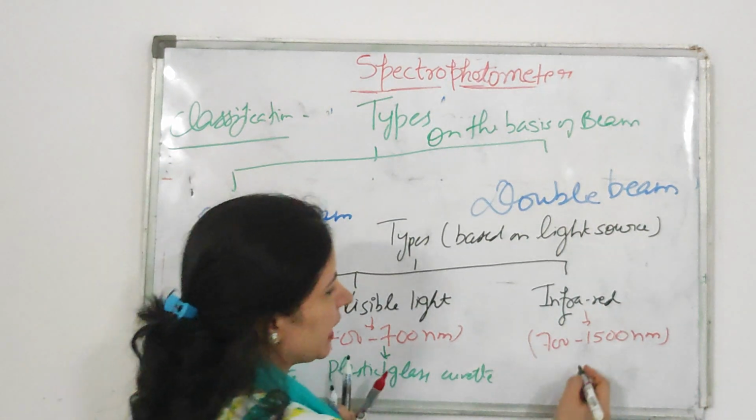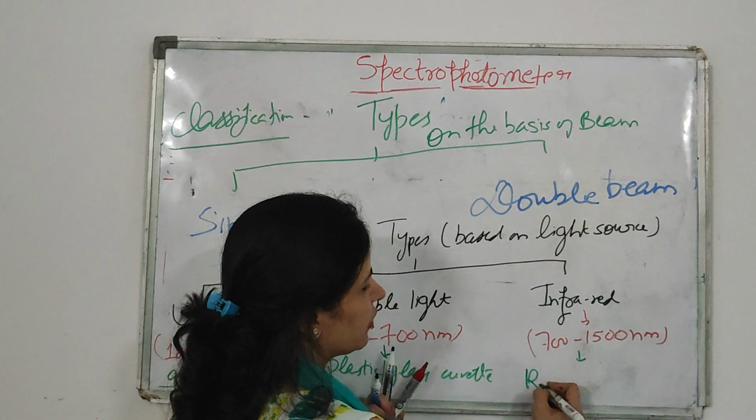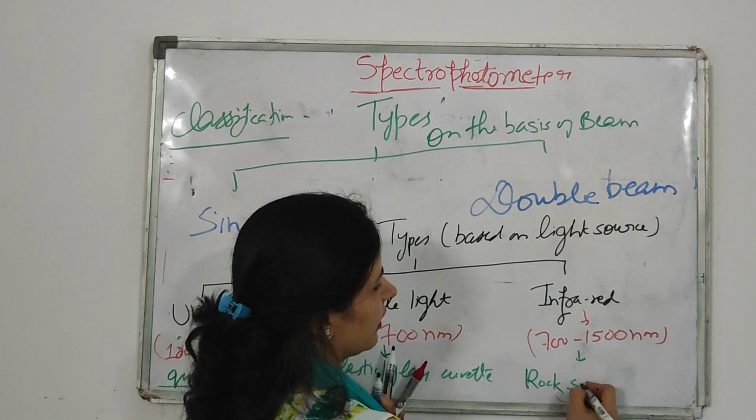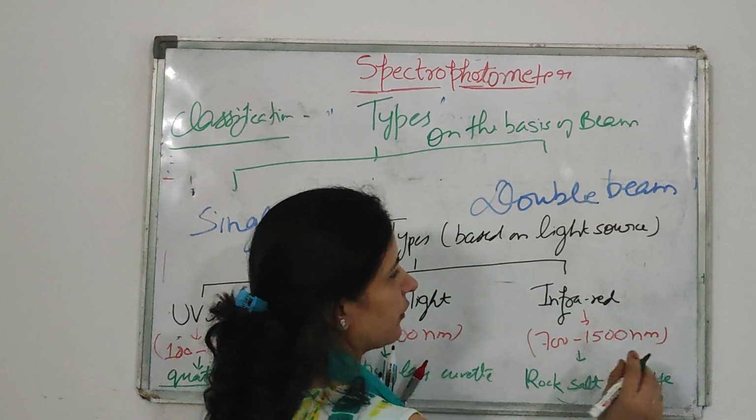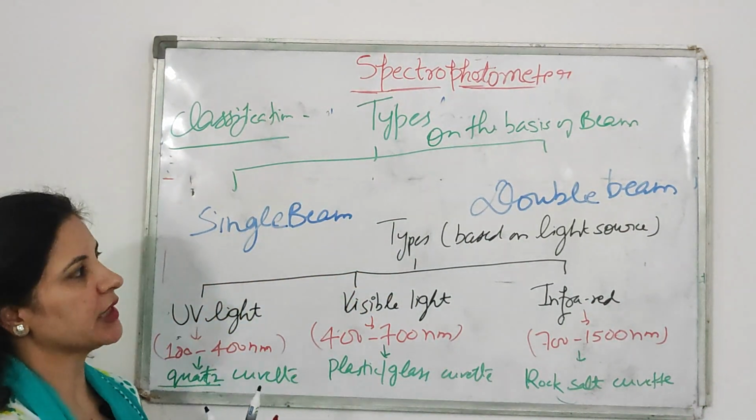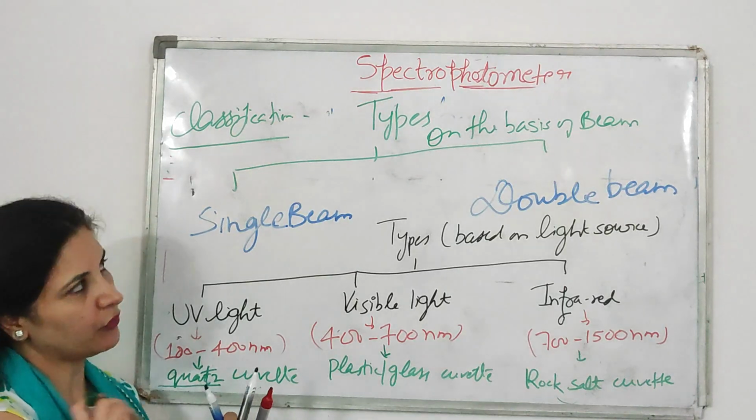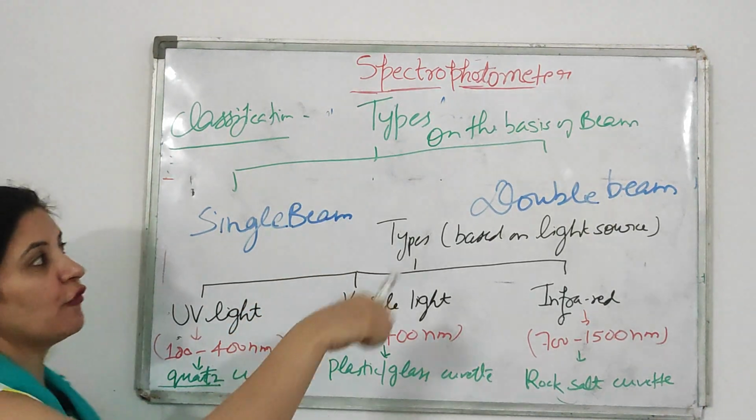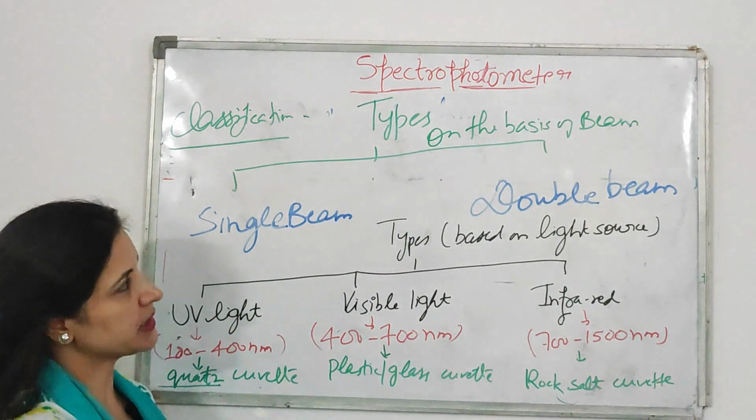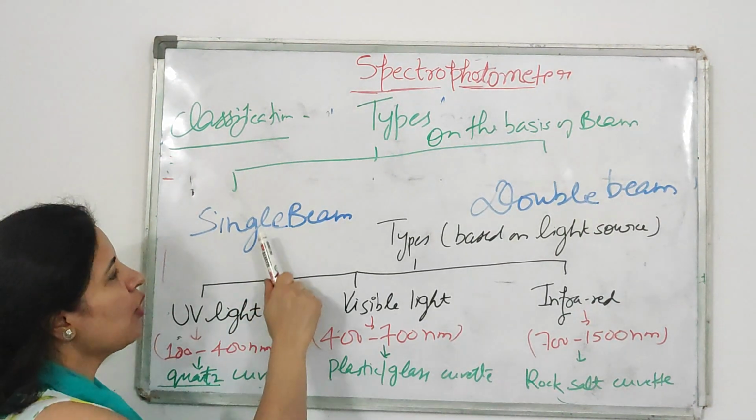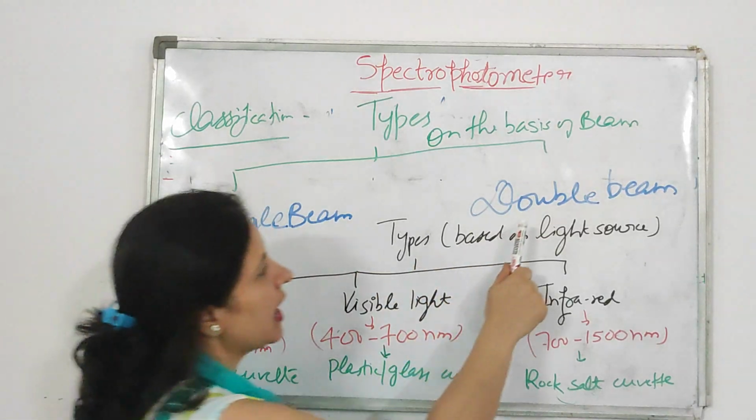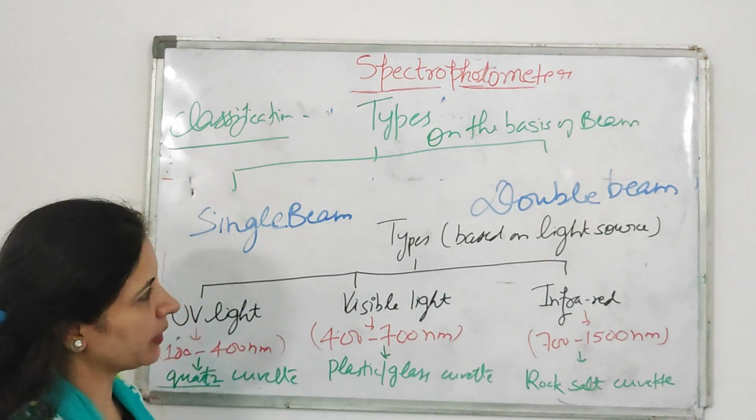And for infrared, what kind of cuvette? You will use a rock salt cuvette. So, this is the classification of your spectrophotometer. Once again, on the basis of beam, the spectrophotometer is divided into two: one is the single beam spectrophotometer, the other is the double beam spectrophotometer.